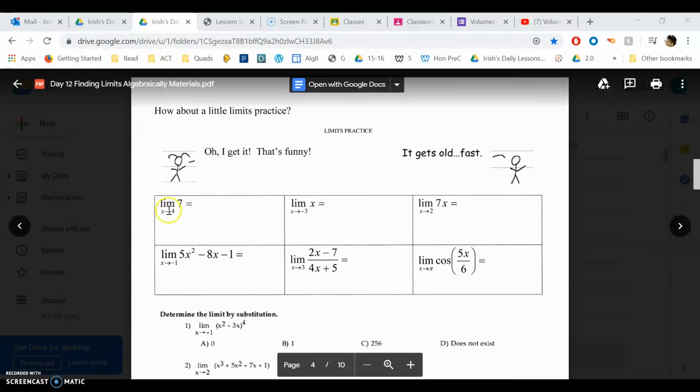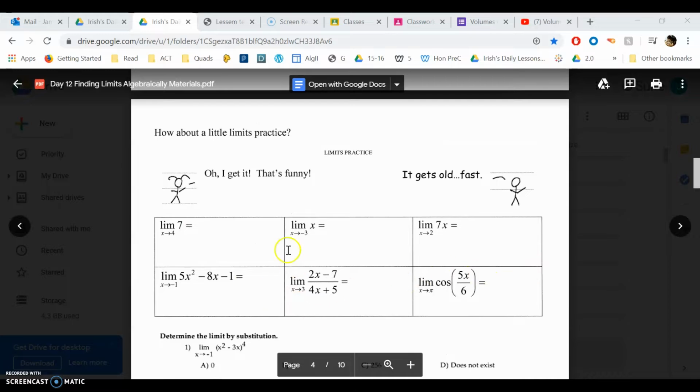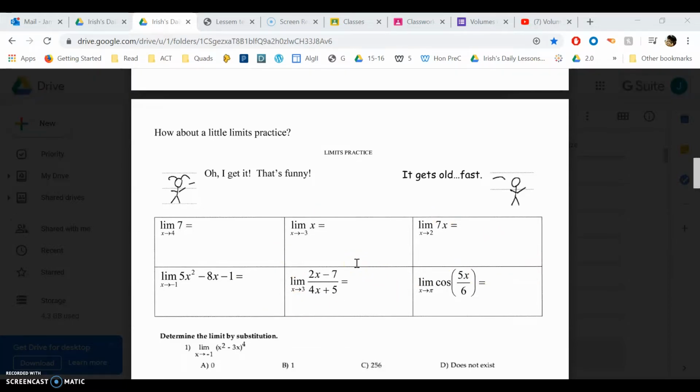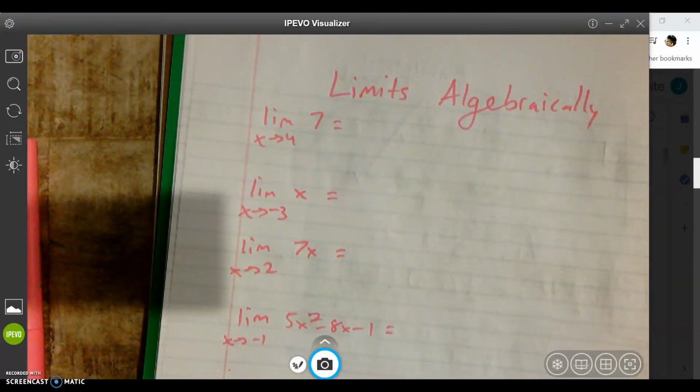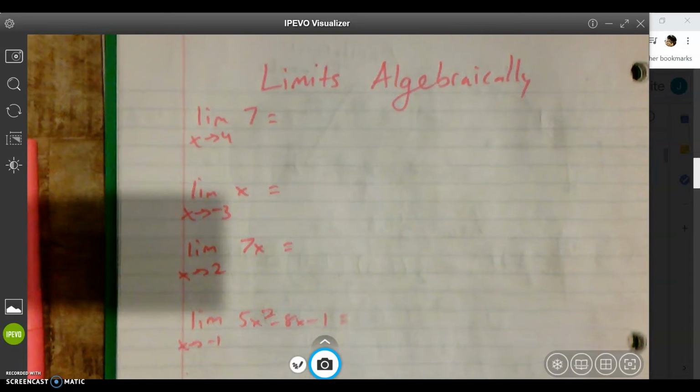Here we go. So these 6 problems, what I'm going to do, and then you're going to do these 2 problems on your own, okay? So pause the video and write these 6 problems down. Oh, there's no graph. That's kind of weird. Let me explain it. So let's look at what I have right here in my notes. I wrote all 6 down right here, and I have my title, limits algebraically.